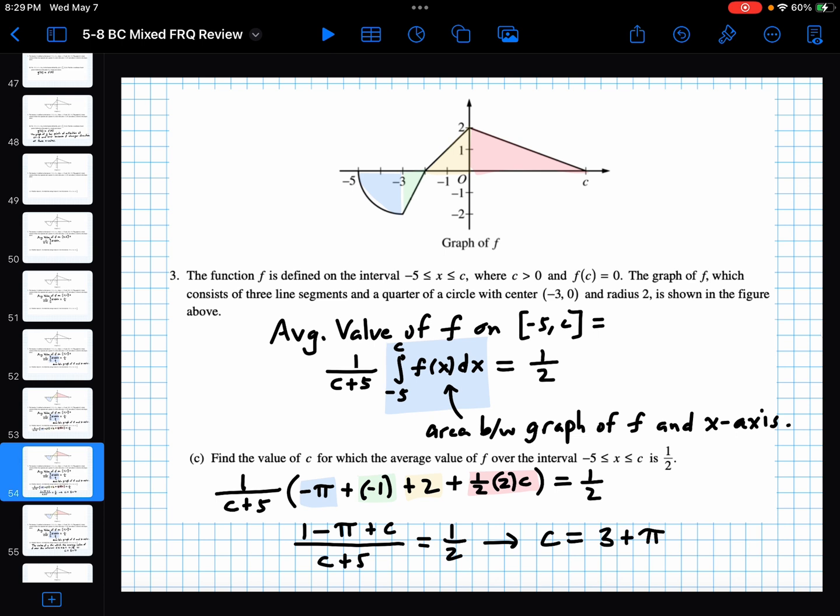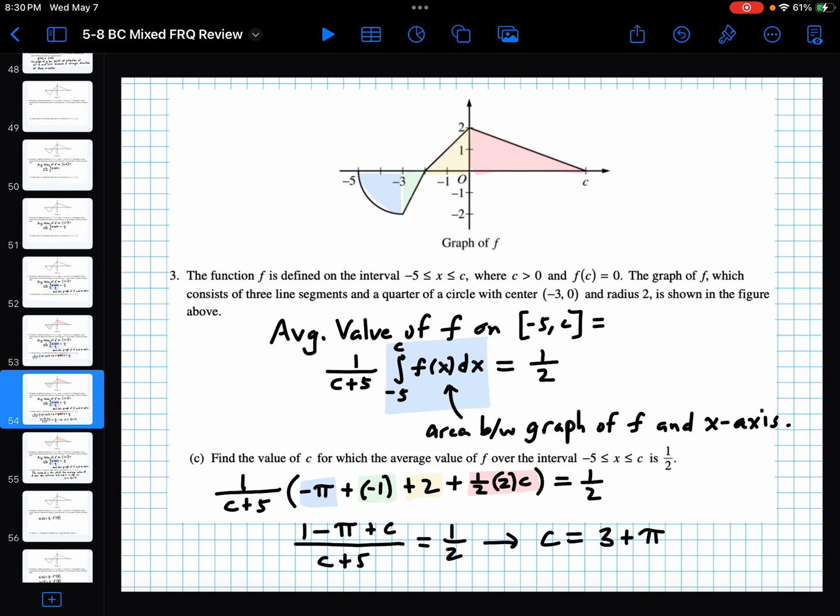I didn't do the cross multiplying and the solving for c here. You can do that on your own. It's c to the first power, a fairly easy thing to do. If you have questions about it, you certainly can ask me, but take a look at that proportion that we wound up with, and we wind up with a value of c equals 3 plus pi.